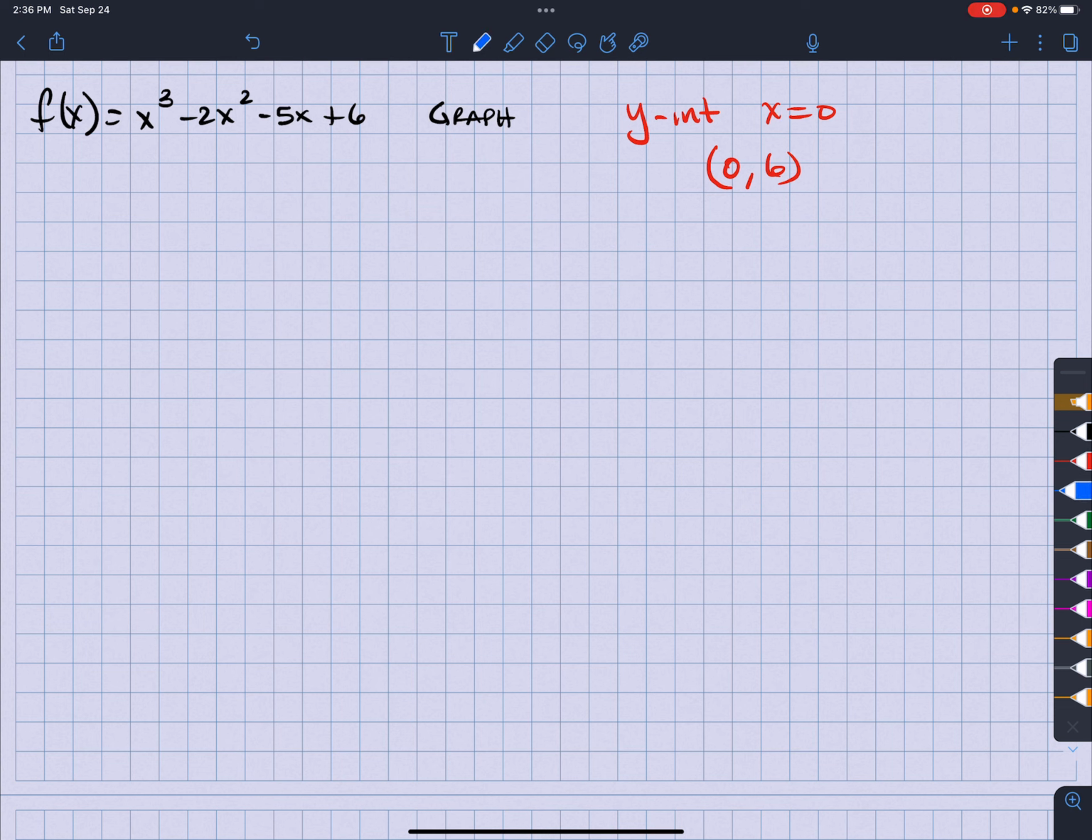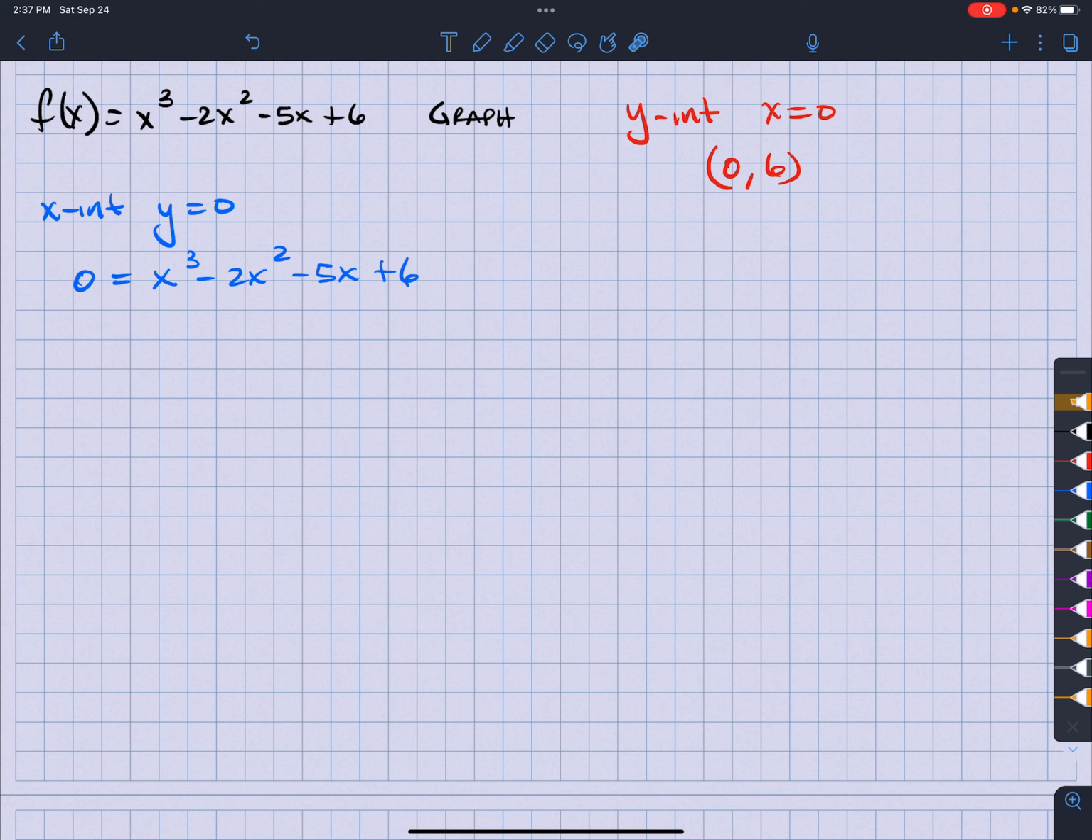To find my x-intercept, I know y is equal to 0, so that means I have 0 is equal to x to the third minus 2x squared minus 5x plus 6. Typically, we would just go ahead and find all the possible rational zeros, which will be taking the factors of 6 and dividing by all the factors of 1. So it's 1 over 1, 2 over 1, 3 over 1, and 6 over 1, okay? So that's what we would have there.